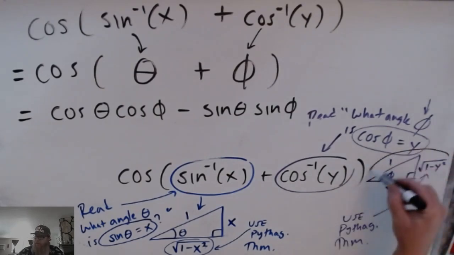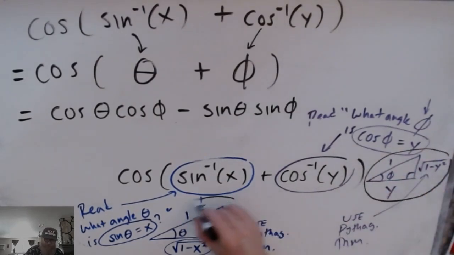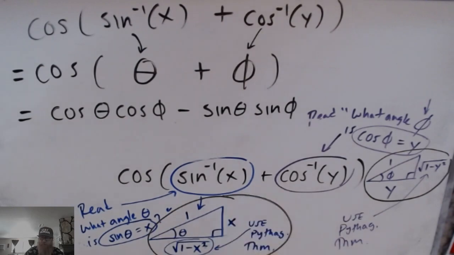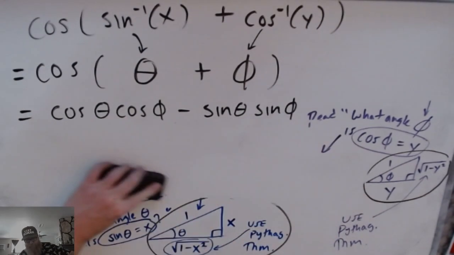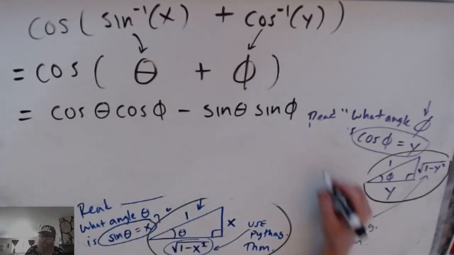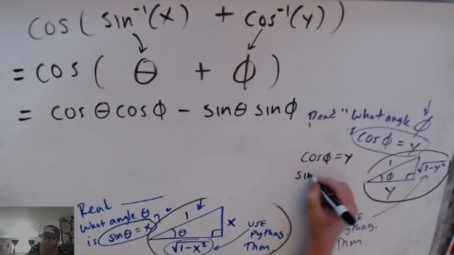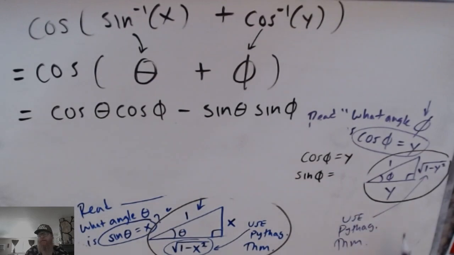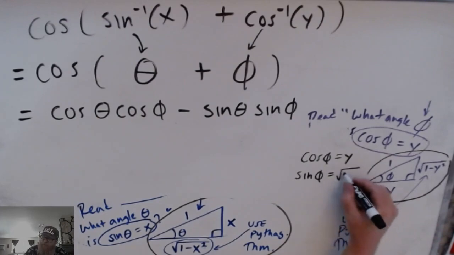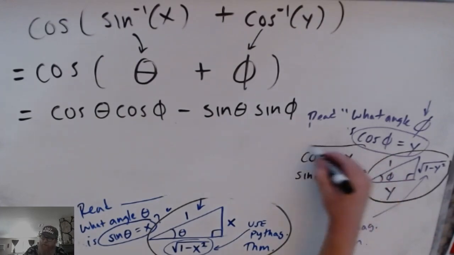Now look down here at these triangles. These are your reference triangles. We know that cosine of phi is y. So what is sine of phi? Just look at this triangle. That would be the square root of 1 minus y squared.